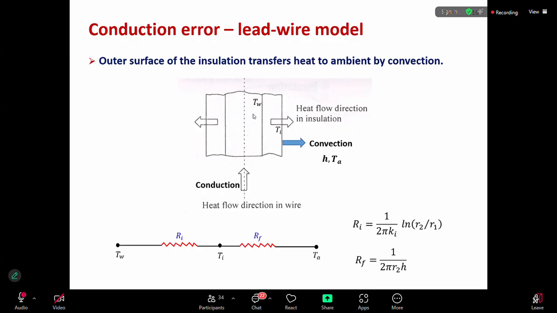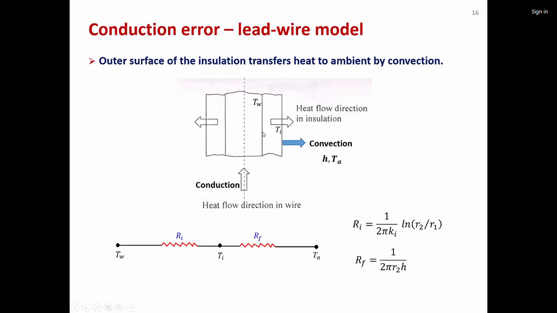And if there is a coaxial cylinder having inner surface temperature TW and outer surface temperature TI, and the radii are R1 and R2, this is basically going to be the resistance: 1 over 2 pi Ki, Ki being the insulation layer thermal conductivity, into ln of R2 over R1. This is the conduction resistance across the insulation layer.